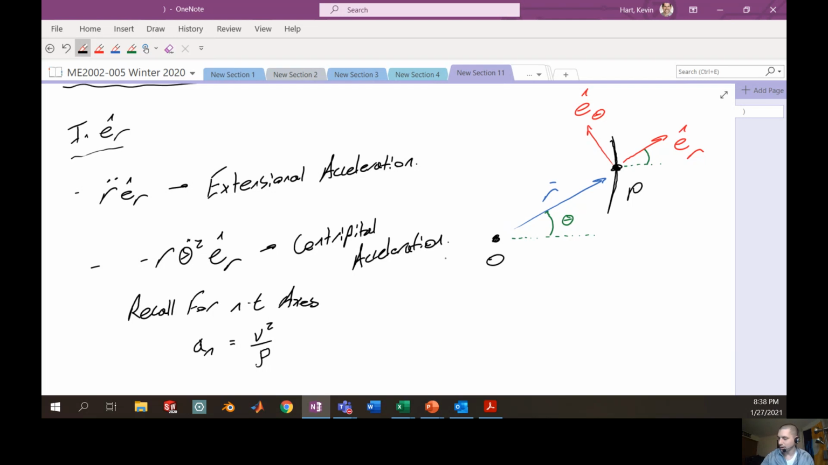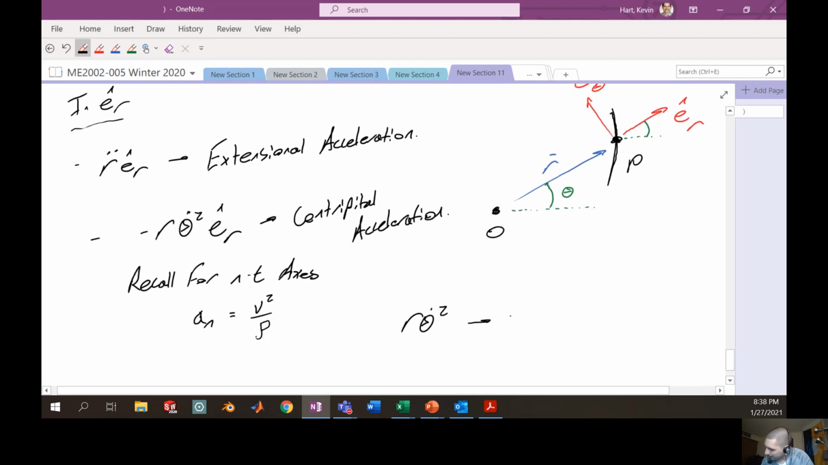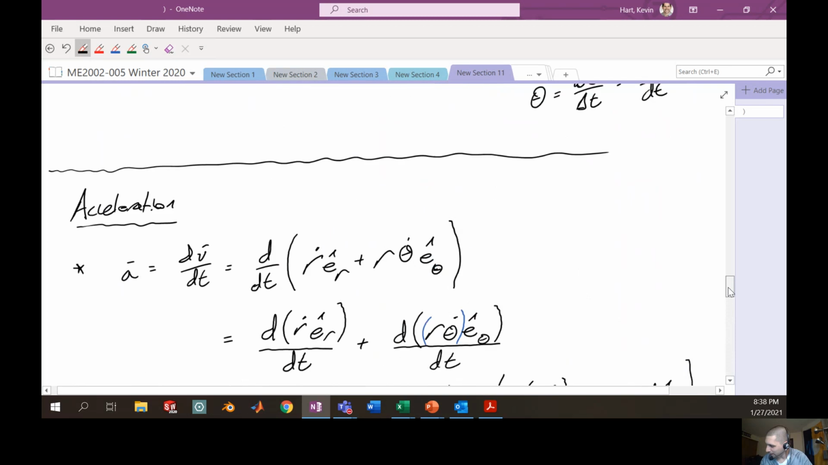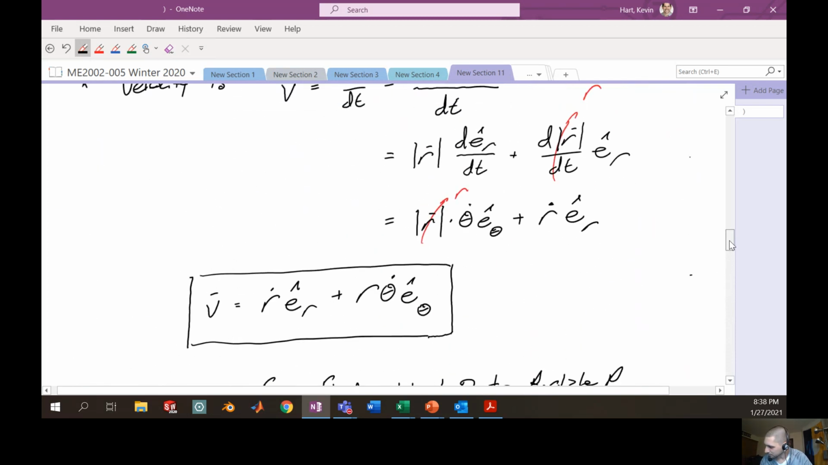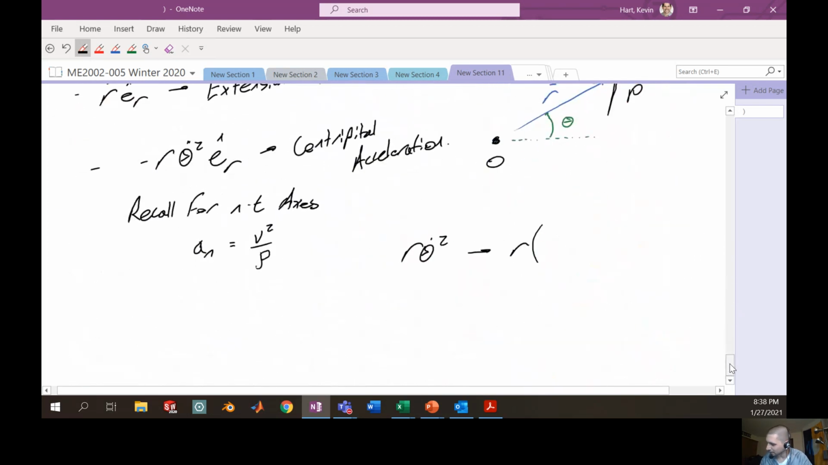Okay, this is an acceleration term that is strictly caused by the angular velocity of this particular piece. Okay, another way that you might want to think about it is r theta dot squared could be written as something like r times theta dot. You know what? I'm not even going to go down that route. Let's just leave it as it is. Okay. This is the centripetal acceleration.